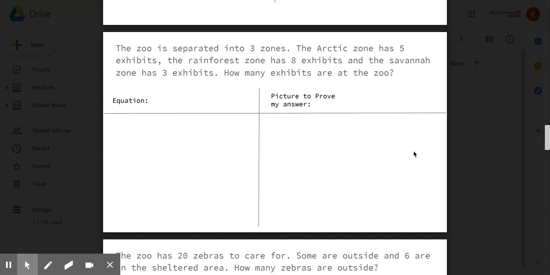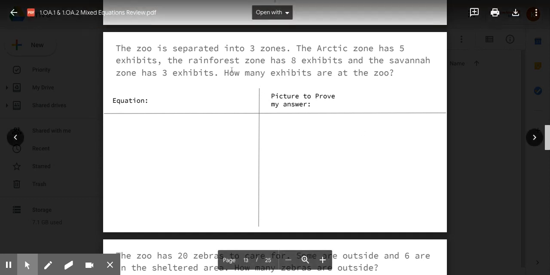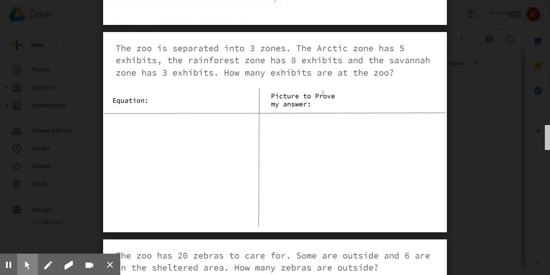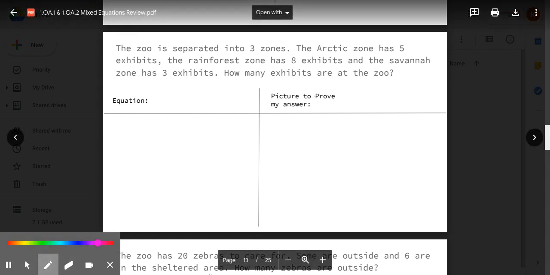Now first, let me think. Am I adding or am I subtracting? Very good. I am adding. It's asking me how many exhibits are at the zoo total. So that means I'm going to add up all of the exhibits together. First, I'm going to write an equation to match my problem.